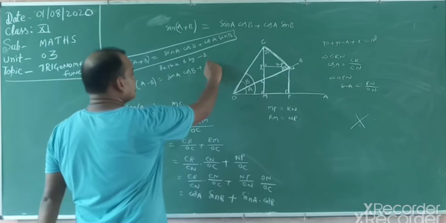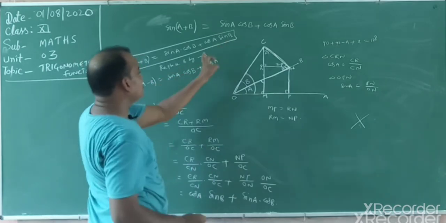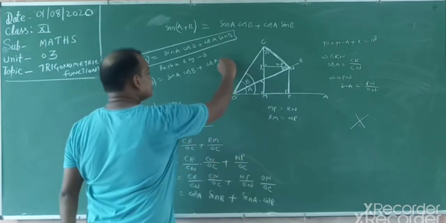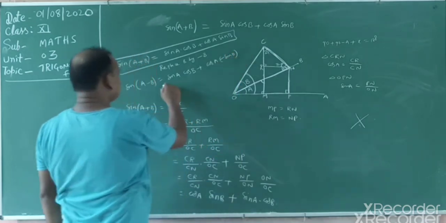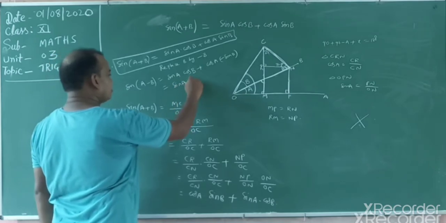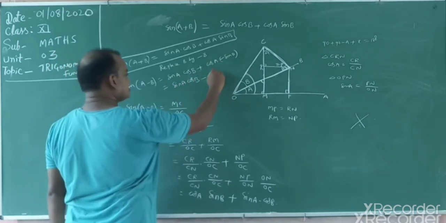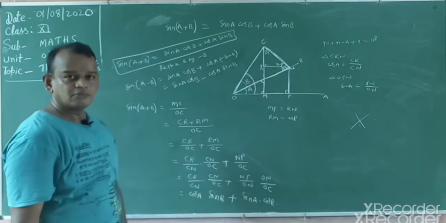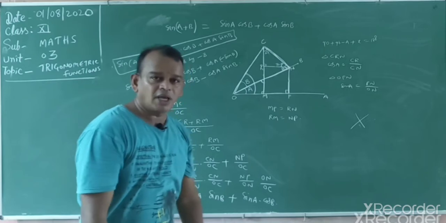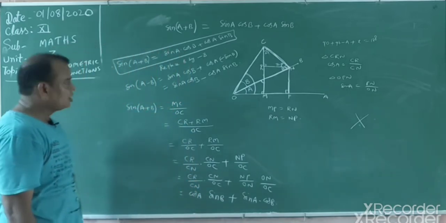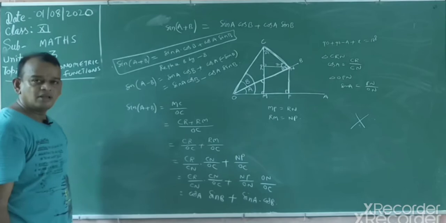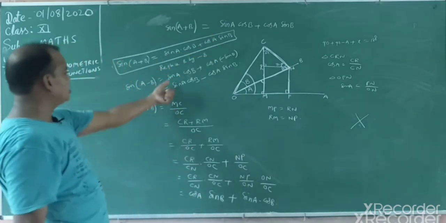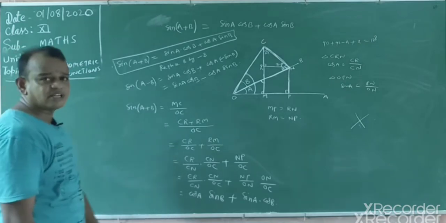Plus cos A. Observe that. Sin B value is minus B. Sin of minus B is minus sin B. This is minus sin B. Okay, sin A cos B plus into minus, minus cos A sin B. Okay, boys and girls, this is very simple. Sin of A plus B formula: sin A cos B plus cos A sin B. Sin of A minus B formula: sin A cos B minus cos A sin B.